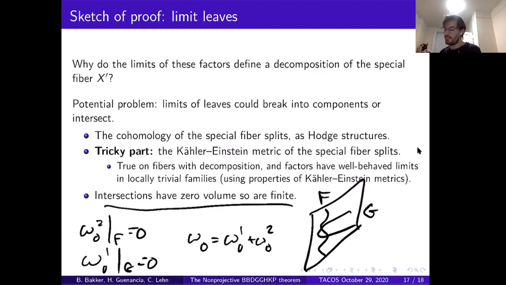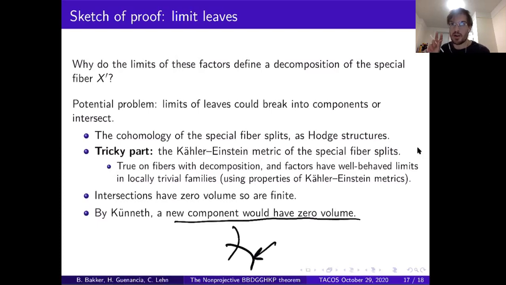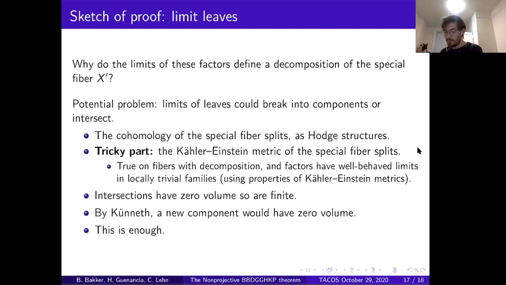And likewise, by Künneth, if one of the limit leaves splits into two components, it's necessarily the case that the new component has zero volume by a similar argument. So that's also a contradiction. So therefore, what we can conclude is that these limit leaves can only intersect in a zero-dimensional way, and they must continue to be irreducible in the special fiber. And it turns out that this is enough in order to get that they induce a splitting.